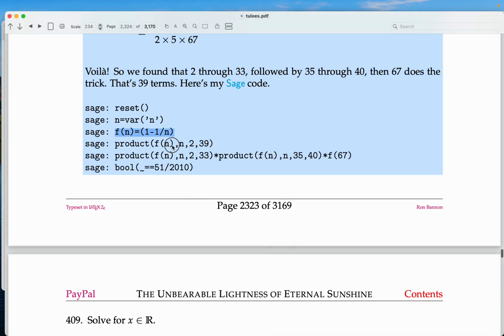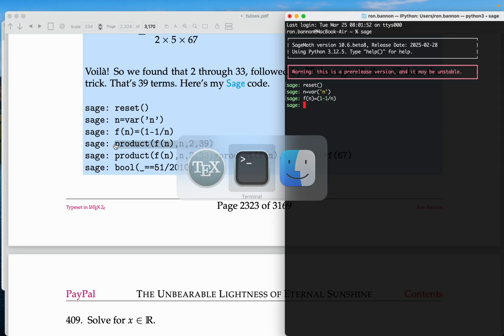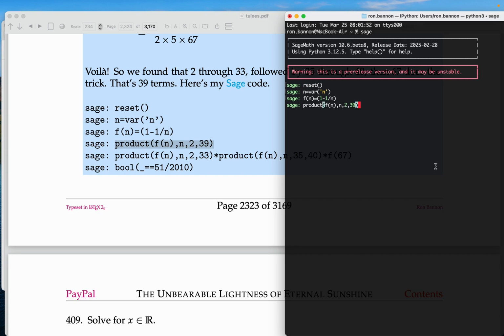And what I'm going to do is a product of f of n. And just to play around with it, I'm going to do 2 through 39. All right, so this takes f of n, evaluates it at 2, and then takes f of n, evaluates it at 3, and it does a product, but it keeps doing this up to 39. And it gives me that number, 1 over 39.